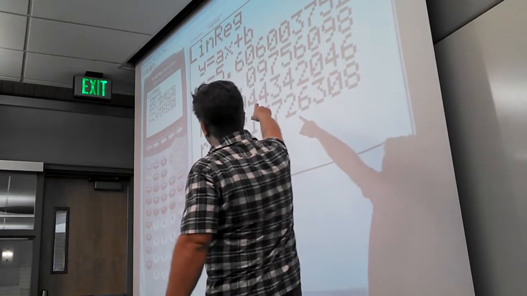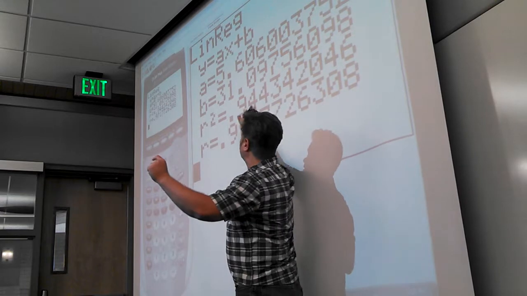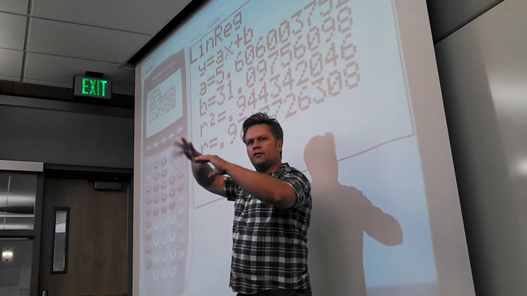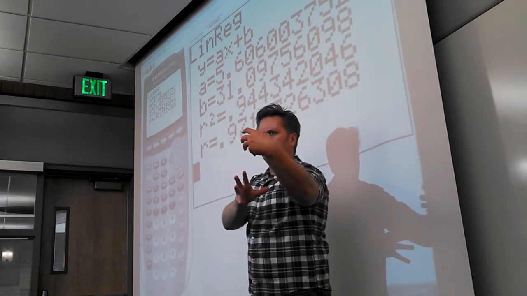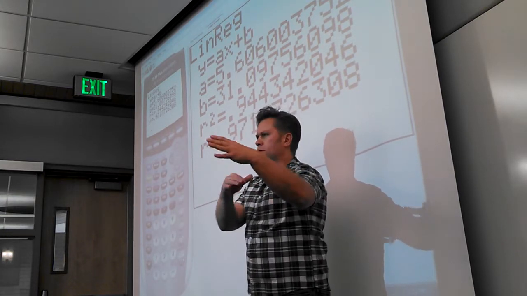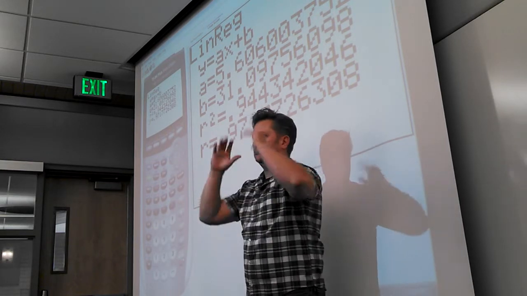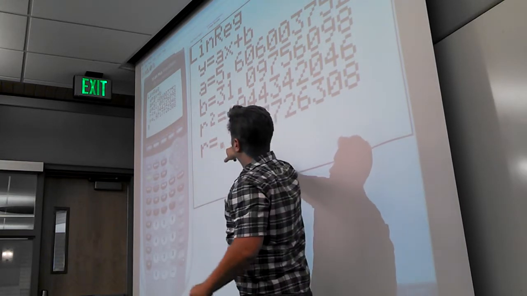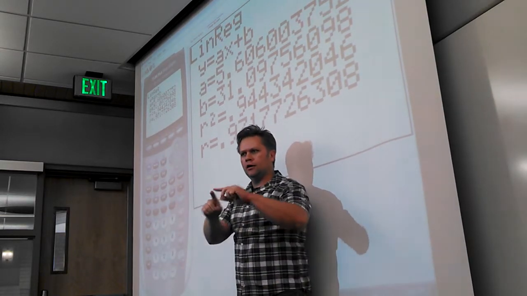R squared we don't talk about too much yet, but I talked about it a little bit. It explains 94% of the variation in the y value is explained by the variation in the x value, which means there's some other variable happening, which in this case was just our imagination, just coming up with numbers. R is the value that directly measures the strength of the correlation.